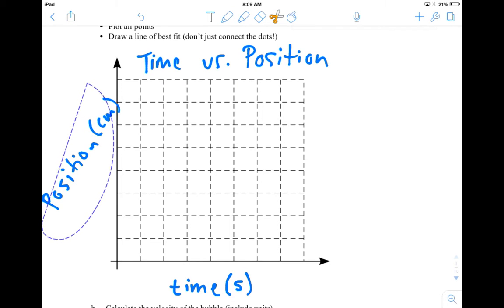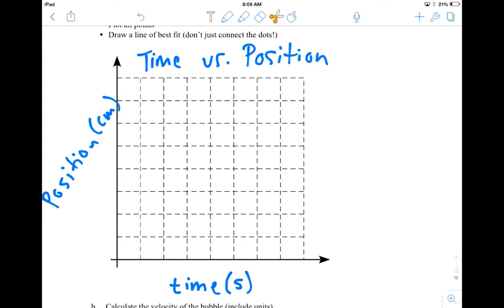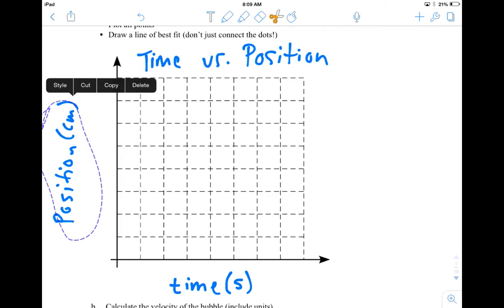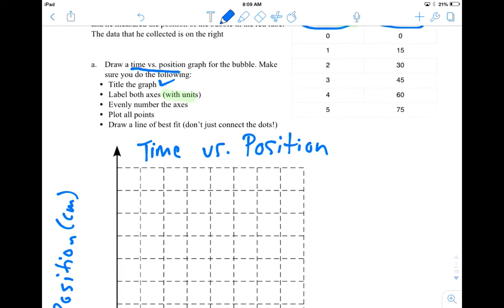Let's grab that. Oops. Grab that and let's kind of rotate it like that. Perfect. Freaking cockroaches in my room. Okay, so now I've got position in centimeters. So I just labeled both axes with units.